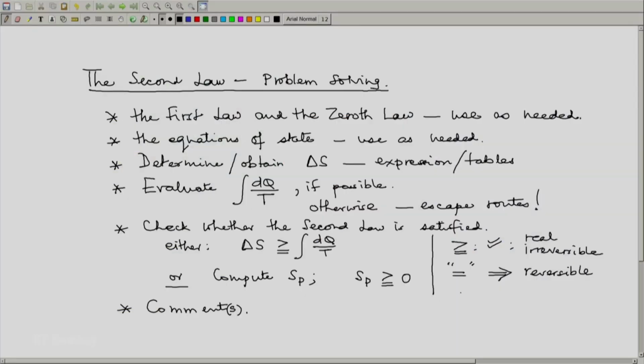And if we find that the inequality is not satisfied, but it is satisfied the other way around, we will say that this is an impossible process. And if it turns out to be an impossible process, we should say what is making it impossible, and if something is possible to do which would make it irreversible and possible, we should be able to provide hints or suggestions for that.